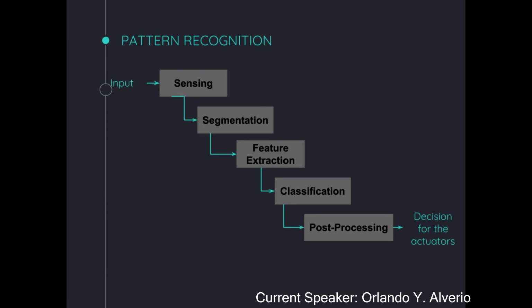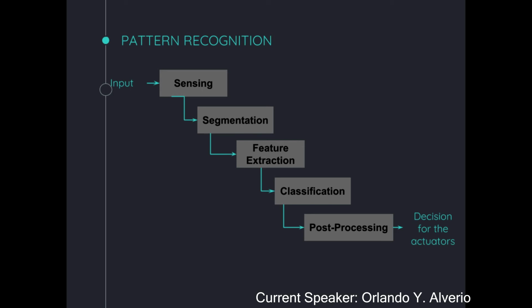Hello, my name is Orlando, and I will be talking about pattern recognition, which is the system we will use to identify the signals coming from the OpenBCI. It will be partitioned in different components as shown in this diagram. The input will be the input signal received from the OpenBCI. The sensing component converts the input signal into a familiar signal we could manage.